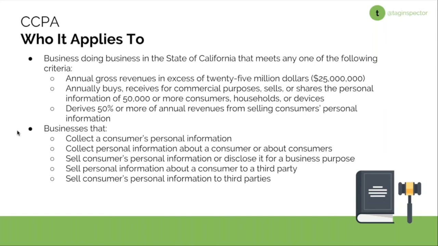So if you meet any one of the following 3 criteria, this law is going to apply to you. The first one is if your annual gross revenues are in excess of $25 million. If that's the case, boom, automatically CCPA applies to you. The second potential requirement is if you annually buy, receive for commercial purposes, sell, or share personal information of 50,000 or more consumers, households, or devices.